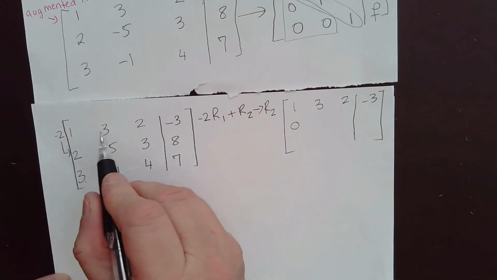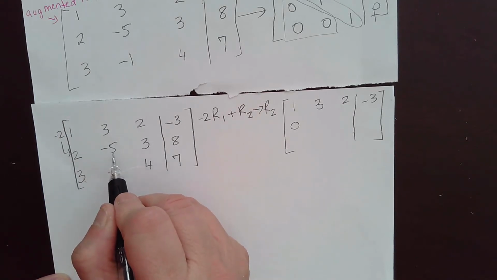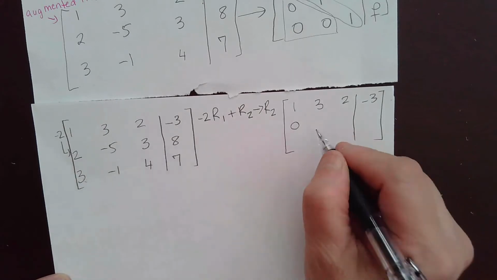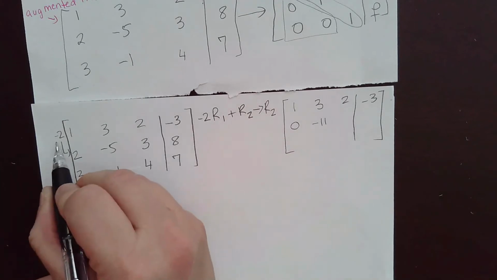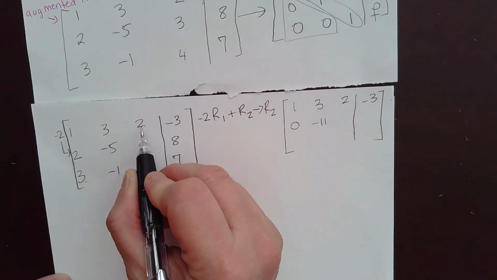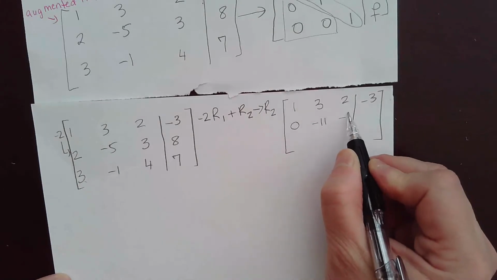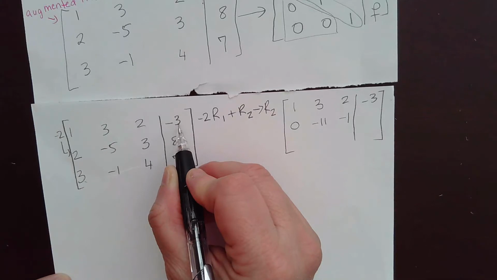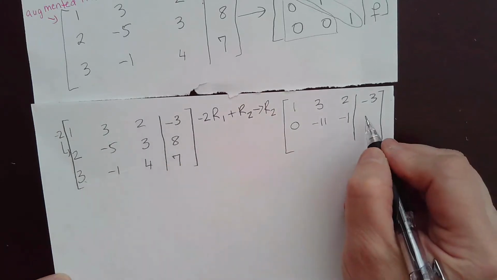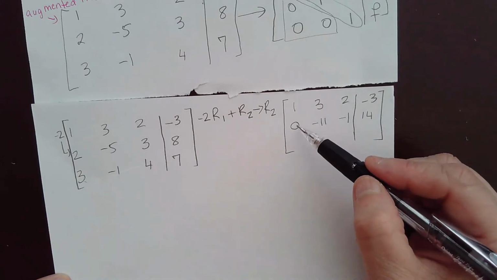Negative 2 times 3 is negative 6. Negative 6 plus negative 5, that will give us negative 11. Negative 2 times 2 is negative 4. Negative 4 plus 3 is negative 1, and here's negative 1. Negative 2 times negative 3 is positive 6. 6 plus 8, that will give us 14. And we accomplished this step.